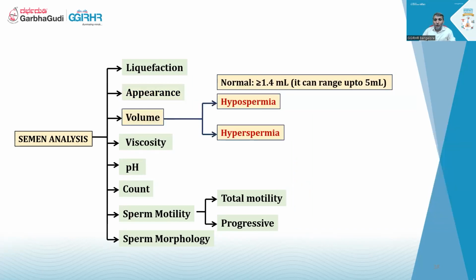You can see RBCs in the semen sample. Now coming to the volume. We use two terminologies: hypospermia and hyperspermia. According to the WHO manual, the volume should be minimally 1.4 ml, and it can go up to 5.5 ml, or sometimes up to 6.5 ml also. If it is less than 1.4 ml, it is called hypospermia. If it is more than 5.5 or 6.2 ml, it is called hyperspermia.